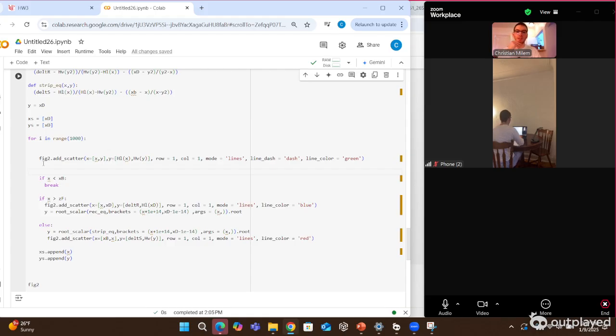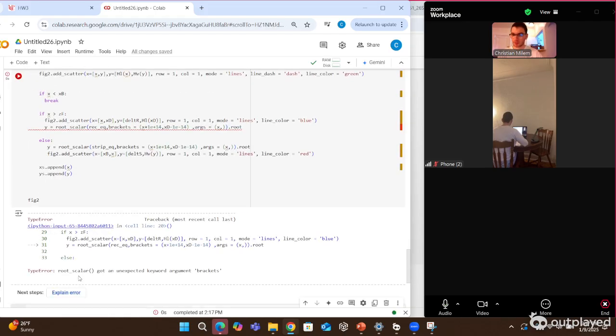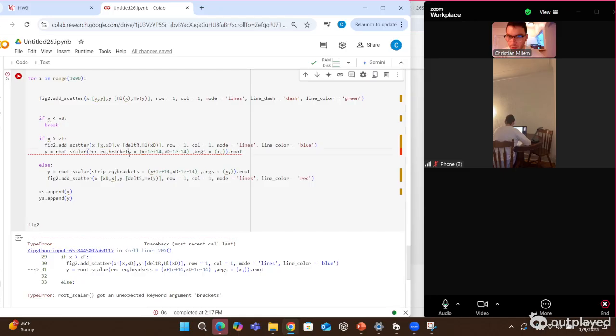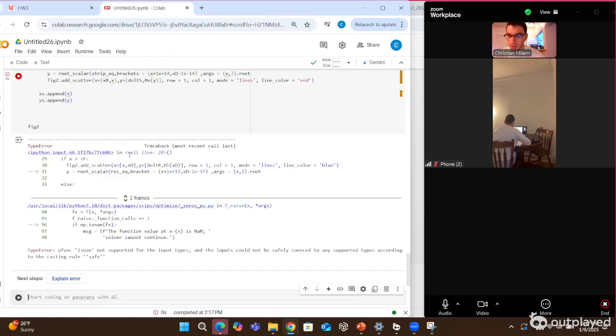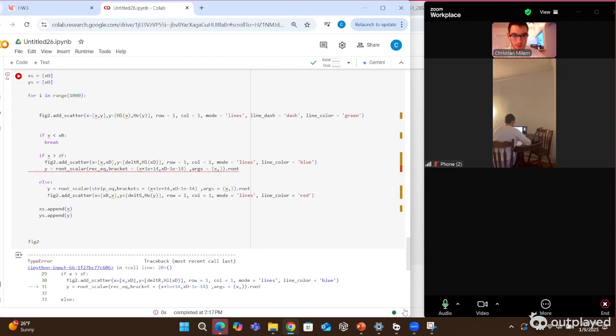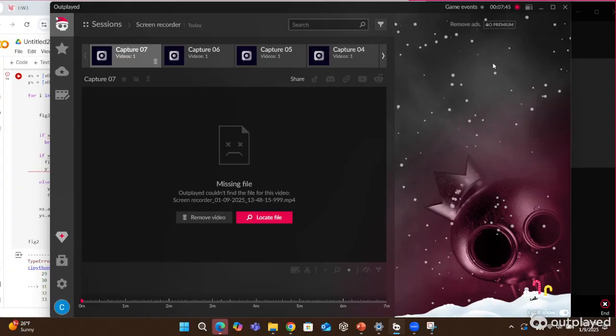All right, I'm going to come back and see if... Here, let's go ahead and run this and see what happens. Root scalar got an unexpected keyword. Brackets, is it just bracket? The function value at solver cannot continue. Okay, I definitely do not know what that means, so we'll be right back.